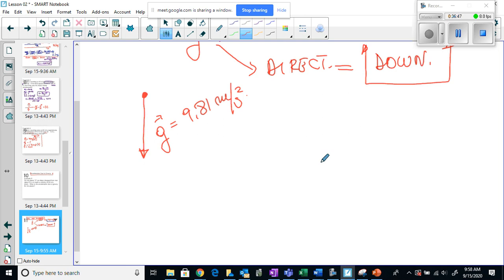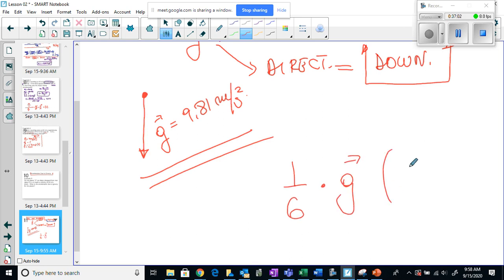For Earth, as I said, it is 9.81 meters per second squared. For the Moon, let's say, it is about 1/6 of this. So 1/6 of g is at our Moon. Other planets have it higher, some have it lower.